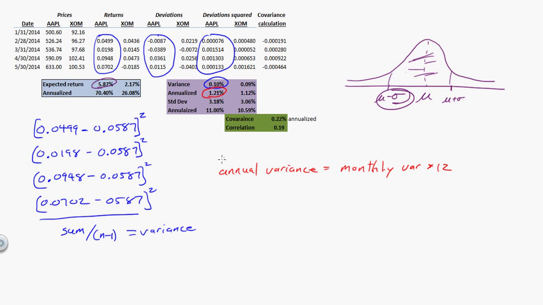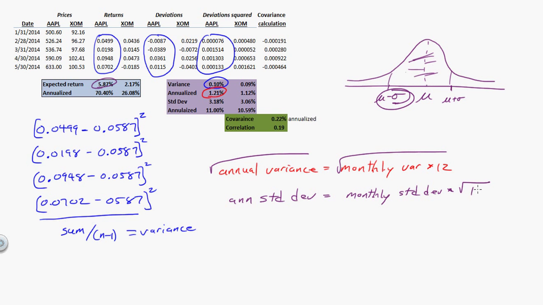So the standard deviation is the square root of variance. So I take the square root of both sides, and that will give me the standard deviation, and that's the annual standard deviation. That's equal to the monthly standard deviation, because the square root of monthly variance is monthly standard deviation. But it's not times 12, it's times the square root of 12. So that's how you annualize it.